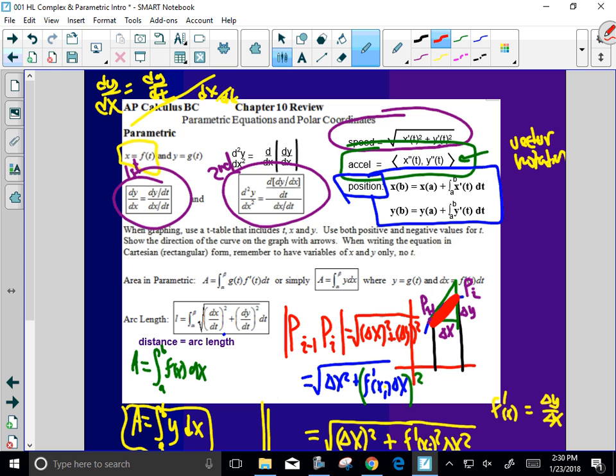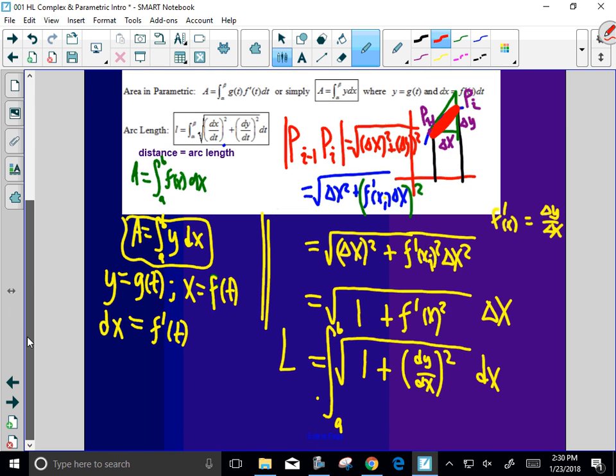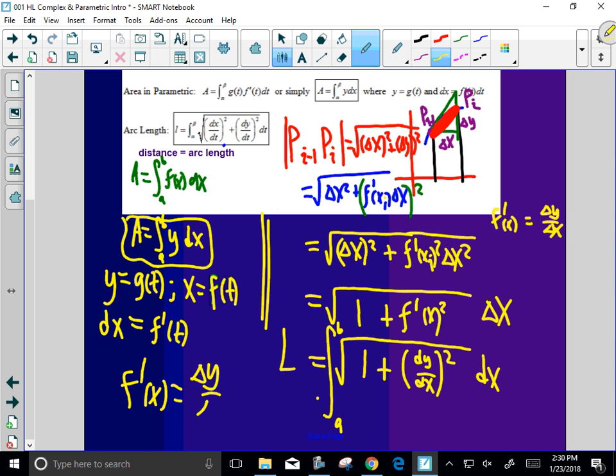So if that's an estimate of the length, let's do a little trickery here. Let's say that the derivative of x is the change in y over the change in x. What's the derivative a shortcut for? What does it mean?